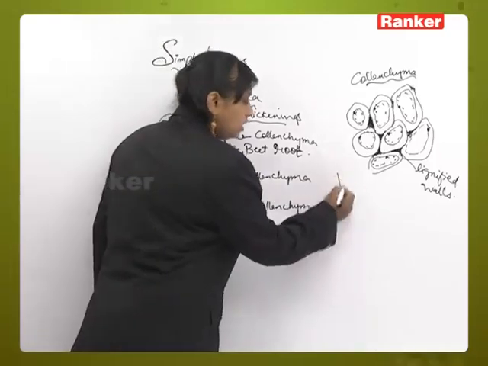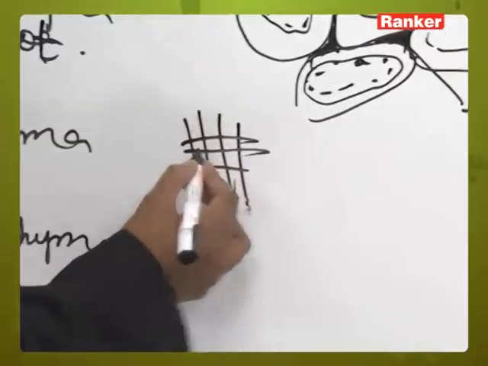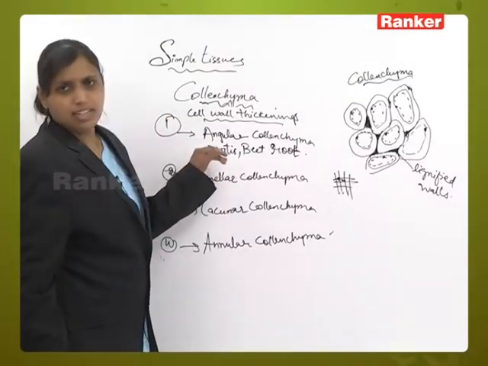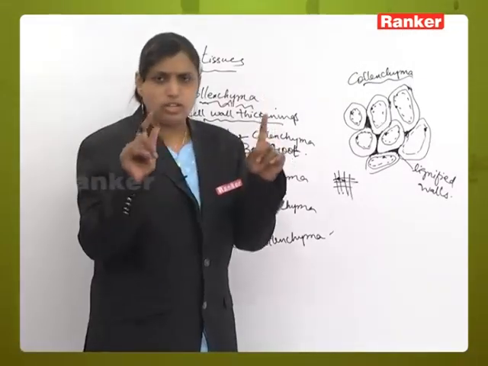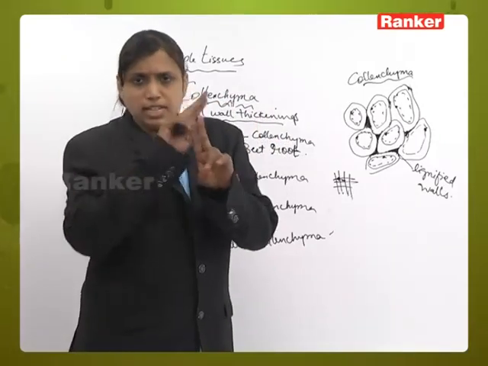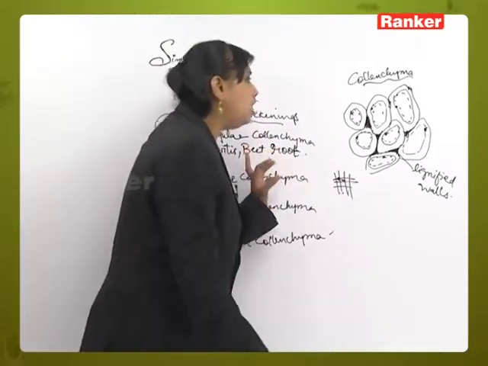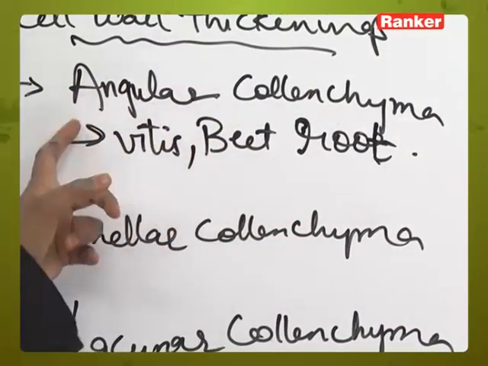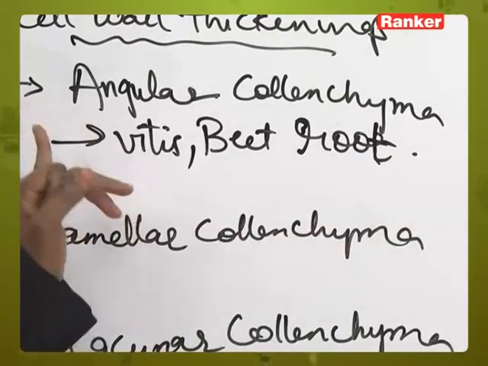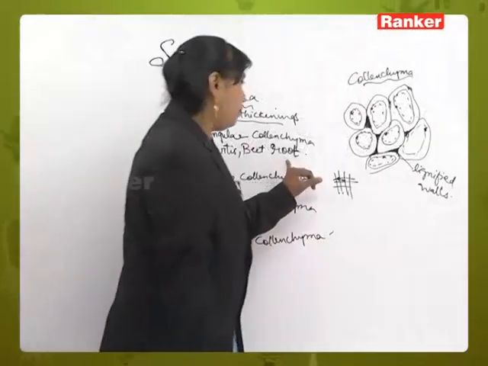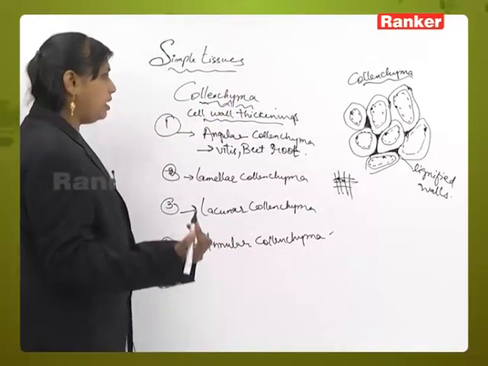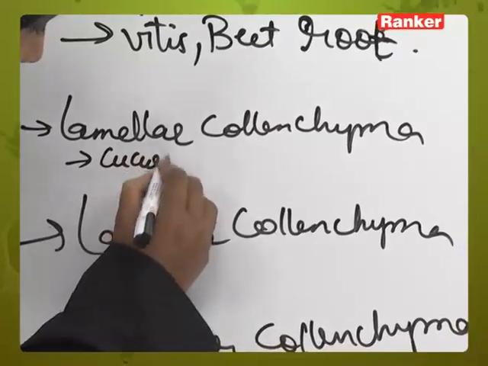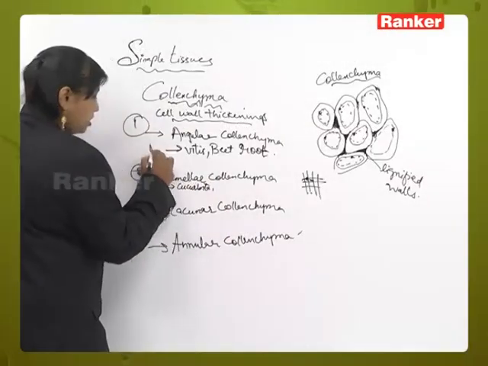It means when 2 or 3 Collenchyma cells are arranged, the cell wall thickenings will occur towards the corners of the cells, in the angles between them. If we see the TS section of 2 or more Collenchyma cells, the cell wall thickenings will be seen towards the corners or the angles of those cells. So, that type of Collenchyma is called angular Collenchyma. Examples for this are vitis and beetroot Collenchyma. Now, the examples of lamellar Collenchyma are important.